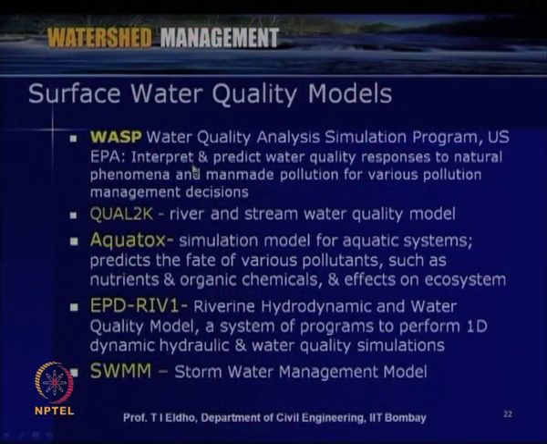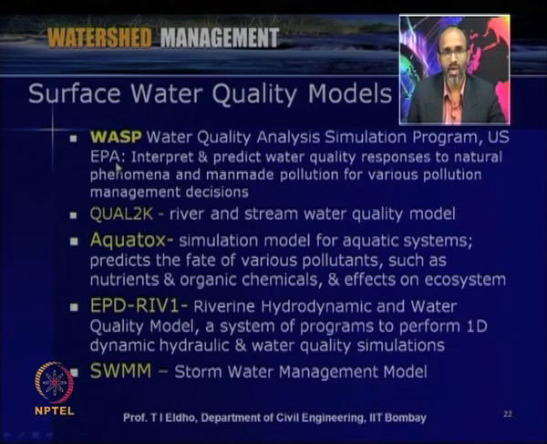We can choose particular models for surface water quality analysis or groundwater quality analysis. As far as surface water quality models are concerned, I have listed a few of the most commonly used models here. The first one is WASP, the Water Quality Analysis Simulation Program, by the United States Environmental Protection Agency. WASP interprets and predicts water quality responses to natural phenomena and man-made pollution for various pollution management decisions.